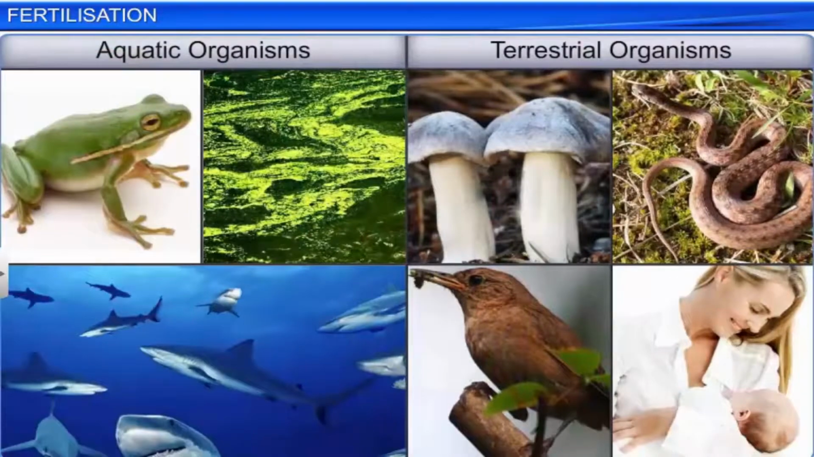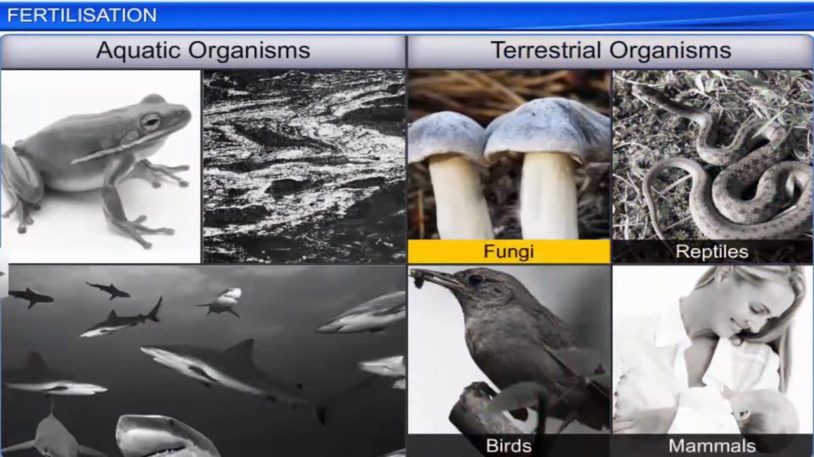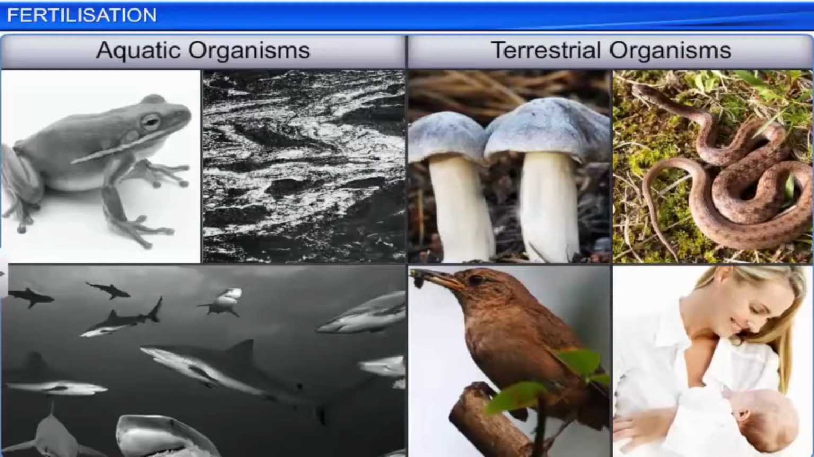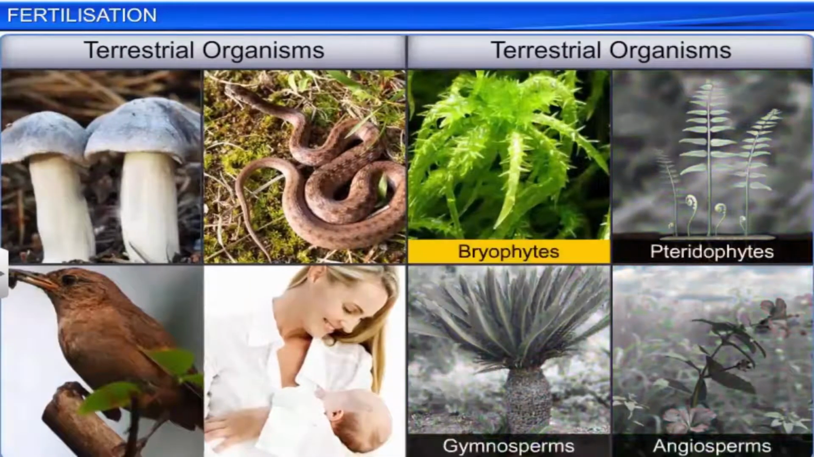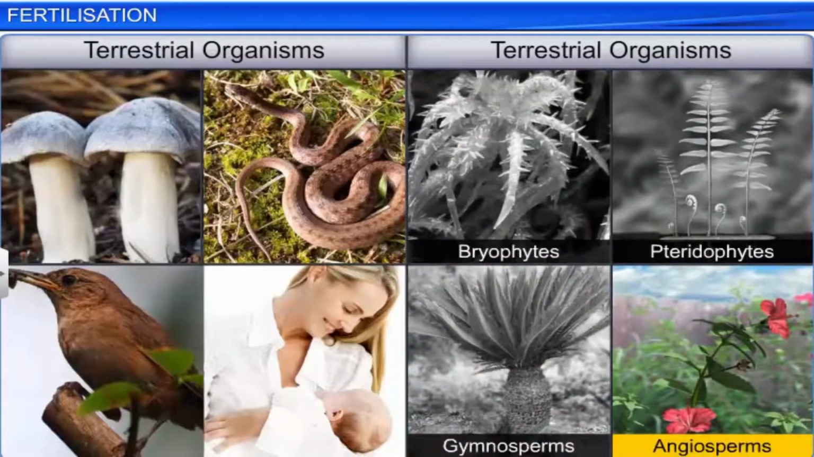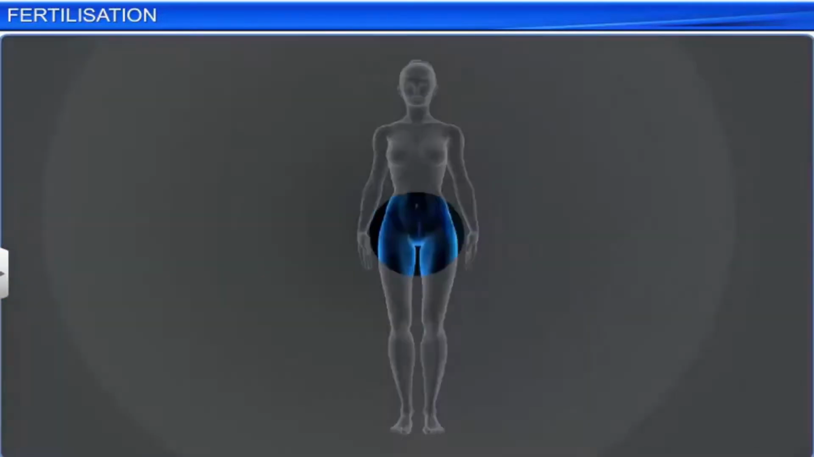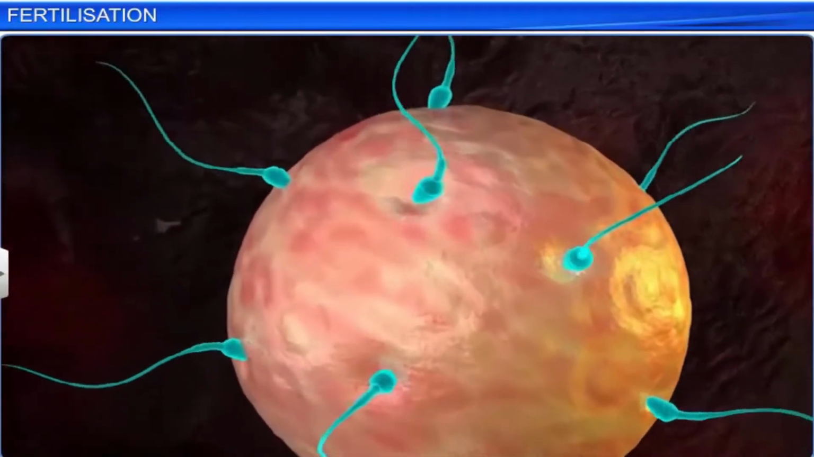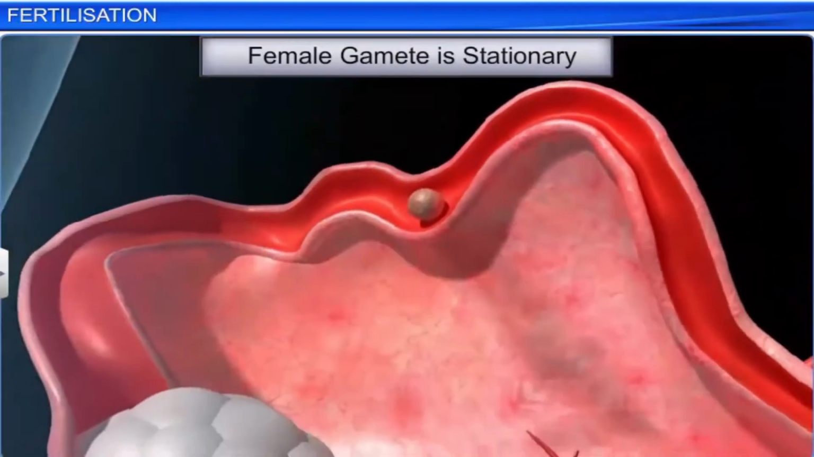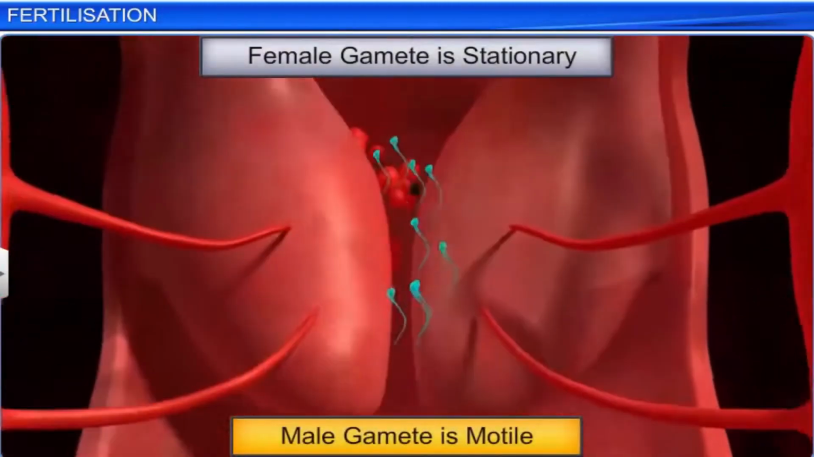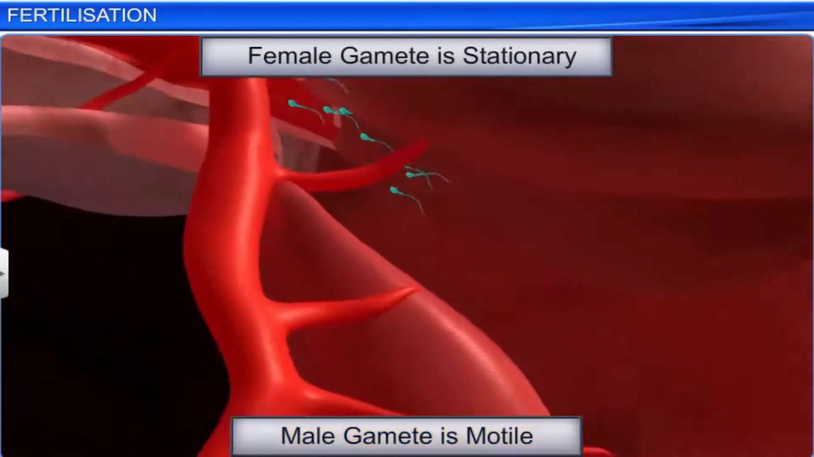While external fertilization is common in aquatic organisms, internal fertilization is common in terrestrial organisms, including fungi, reptiles, birds, mammals, and in a majority of plants, including bryophytes, pteridophytes, gymnosperms, and angiosperms. In internal fertilization, the fusion of gametes occurs inside the body of the female. While the female gamete, which is formed inside the body of the female organism, is stationary in nature, the male gamete is motile, which makes it possible for internal fertilization to take place.